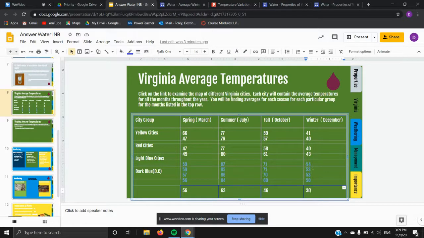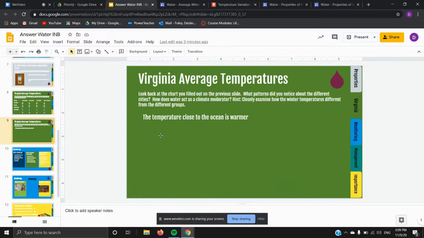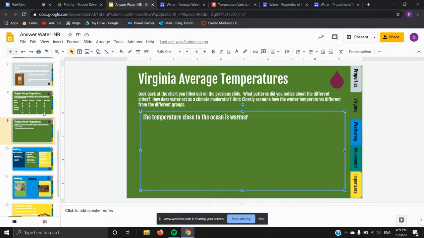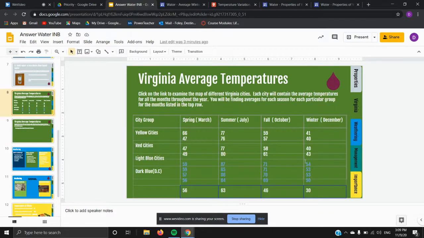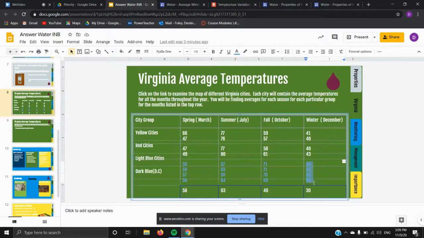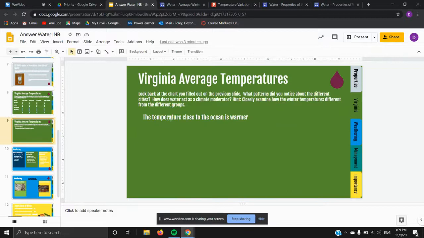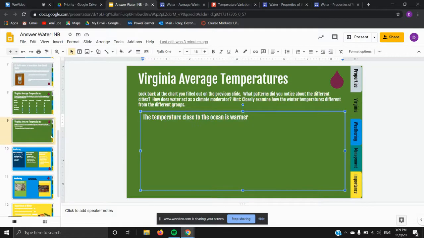So, do we think that maybe the coast has warmer winters? Typically, the coast is warmer than mainland. So if we look here, we see a difference of about 10 degrees between these four weathers and these four weathers. Okay, so the temperature close to the ocean is warmer.